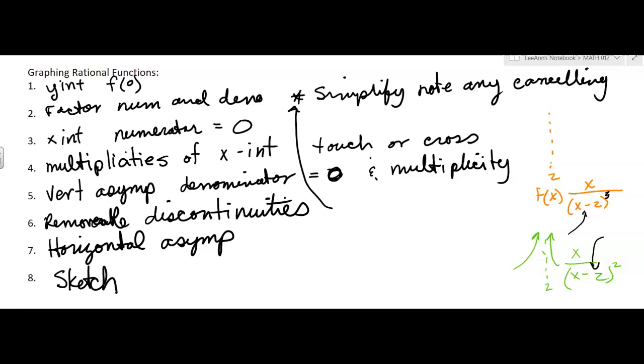Now they don't mention finding more points, but sometimes we find more points if they're convenient just to kind of see what's going on. All right? That's part of the sketching. You might have to find more points.